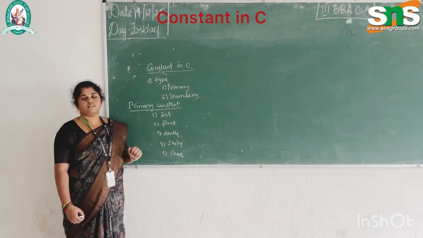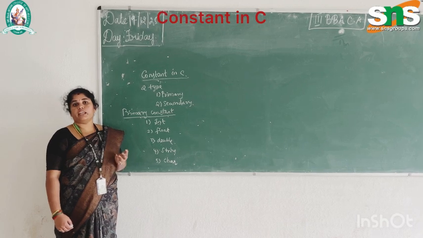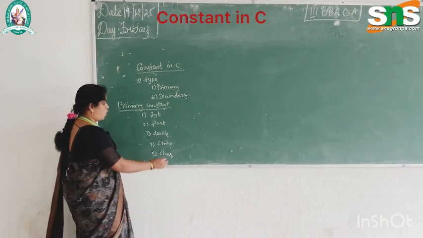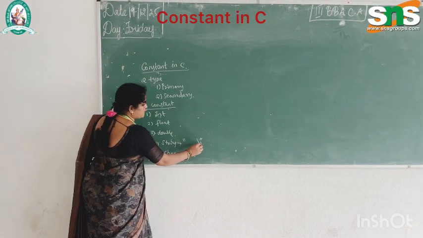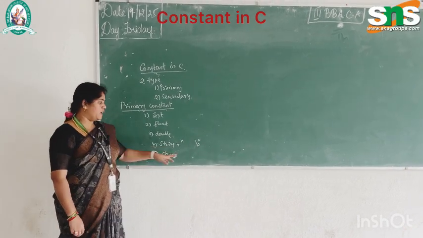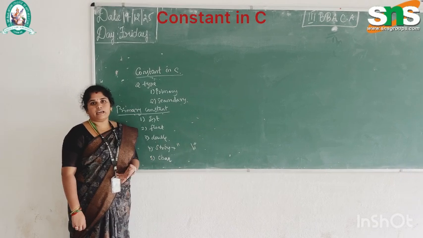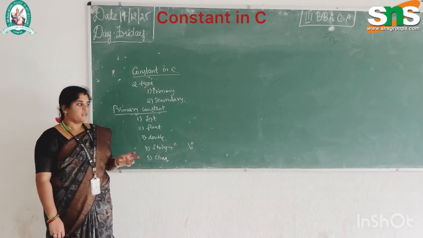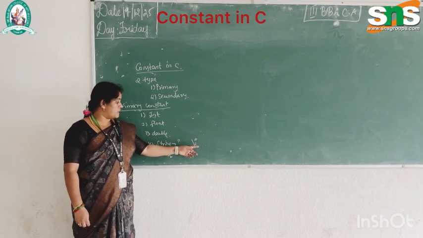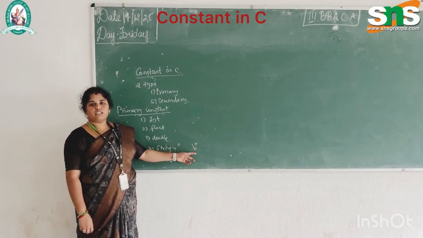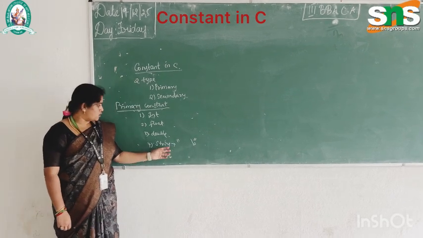Then the fourth one is string. A string contains values that must be enclosed in double quotes, and we have to specify the end of the string with the character \0. That is, \0 is the representation of the null character. It indicates that the sentence or word is completed. So that is the concept of string.